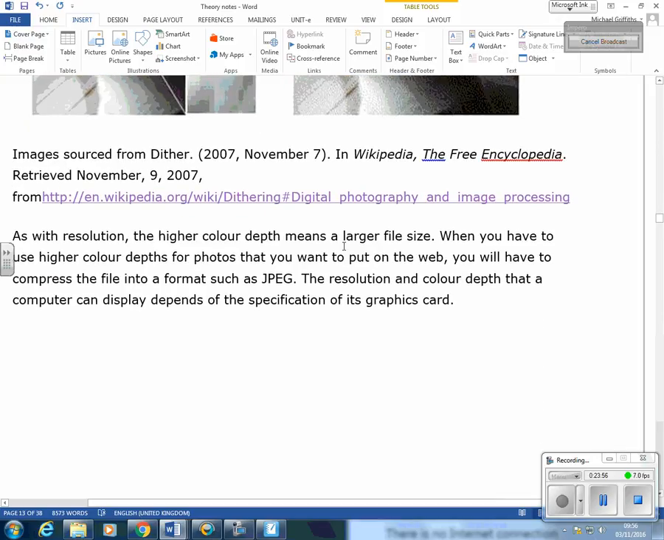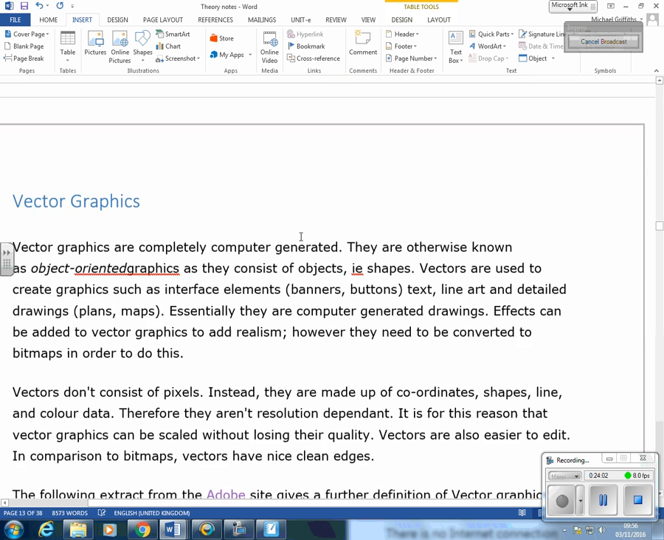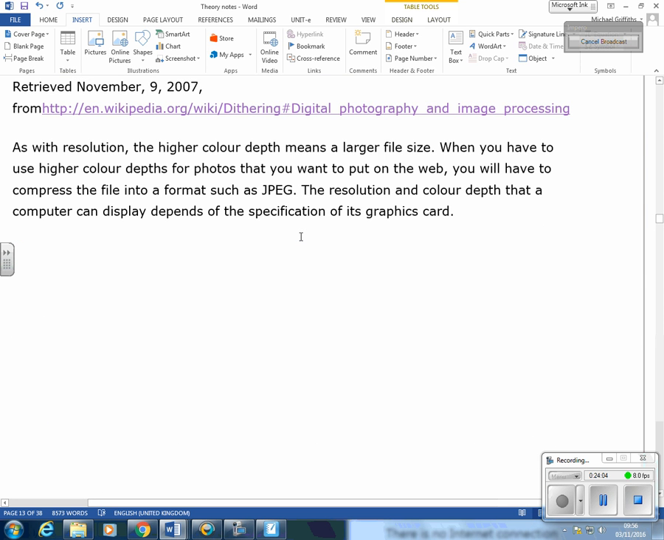As with resolution, the higher the colour depth means larger file size. You'll have to compress the image into a JPEG. Right, lossy and lossless. Again, this will get you marks in an exam.